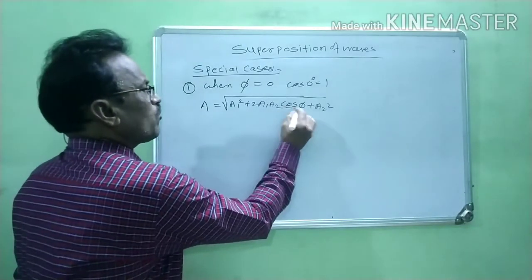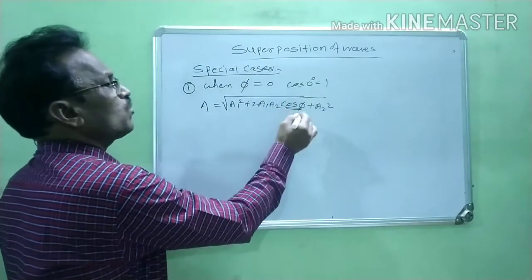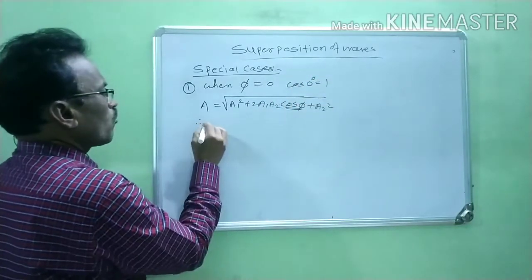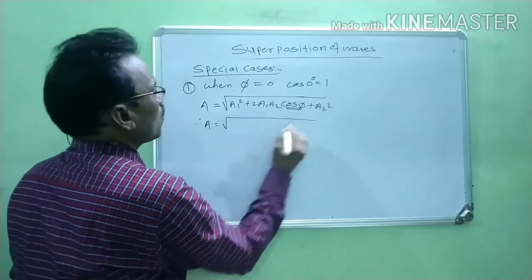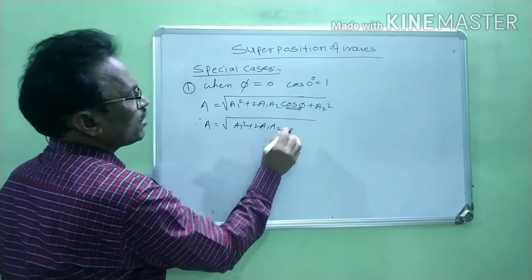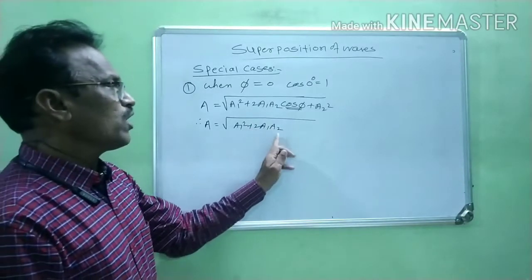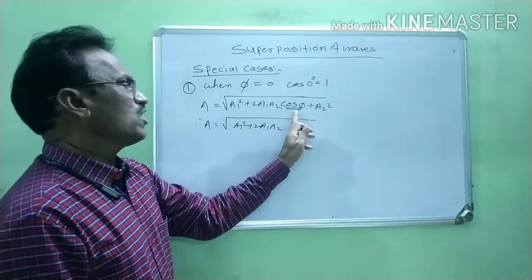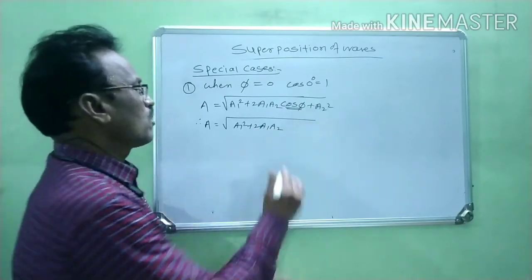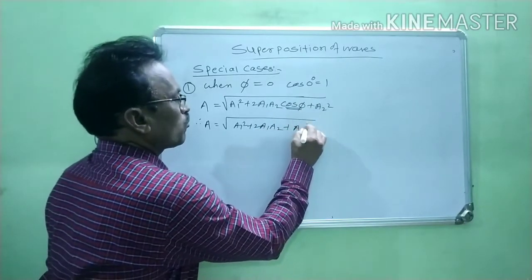But in this case, what is the value of phi? Phi is 0. Therefore cos 0 is 1. So we write here A is equal to under root A1 square plus twice A1 A2, and cos 0 is 1, so multiplied by 1 it is 2 times A1 A2, plus the remaining A2 square.